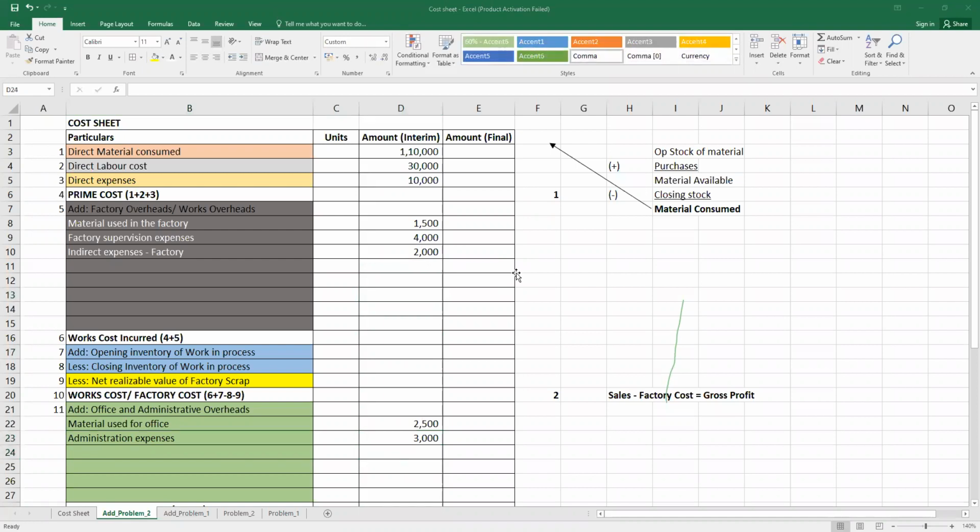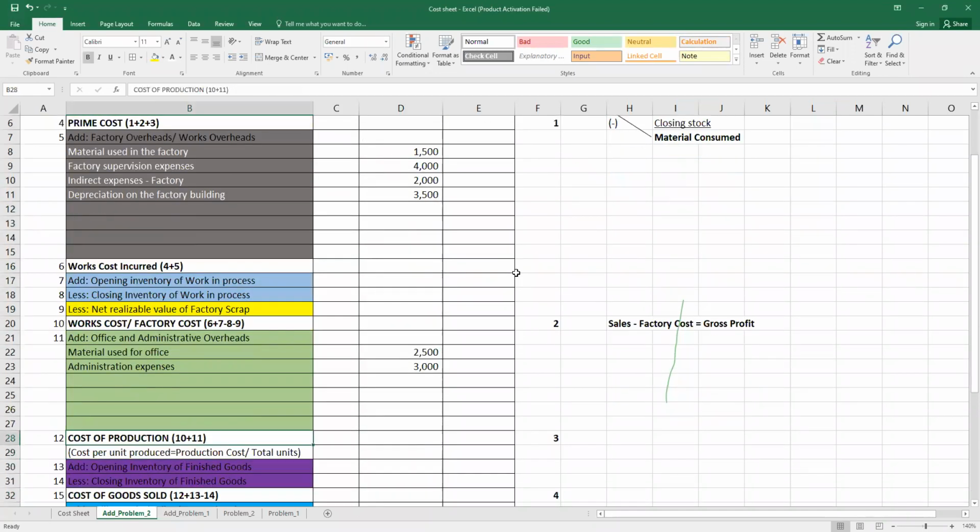इसके बाद है डेप्रिसिएशन ऑन फैक्ट्री बिल्डिंग 3500. फैक्ट्री बिल्डिंग पे लिख दीजिएगा डेप्रिसिएशन ऑन द फैक्ट्री बिल्डिंग amounting to 3500. Then we are having depreciation on office building 1500. Depreciation on office building 1500.